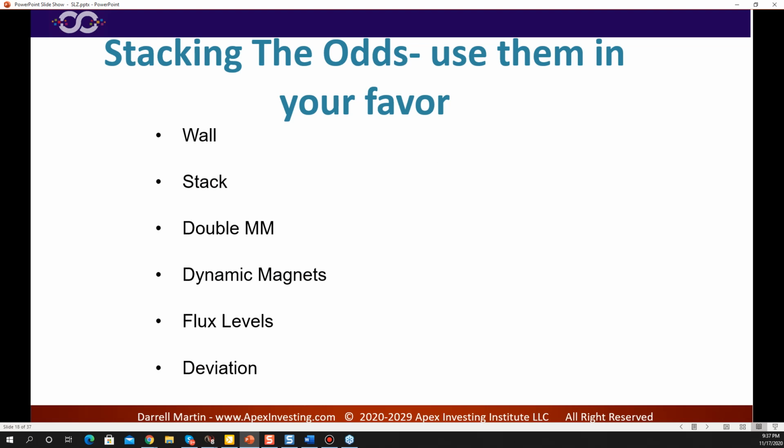These aren't just levels, they're major levels. So there's a lot of levels on the chart, but these are the major levels. Correct. This list right in front of you here is the list Daryl just listed off to you: a wall, a stack, double mini magnets, dynamic magnets, flux levels, deviation levels.